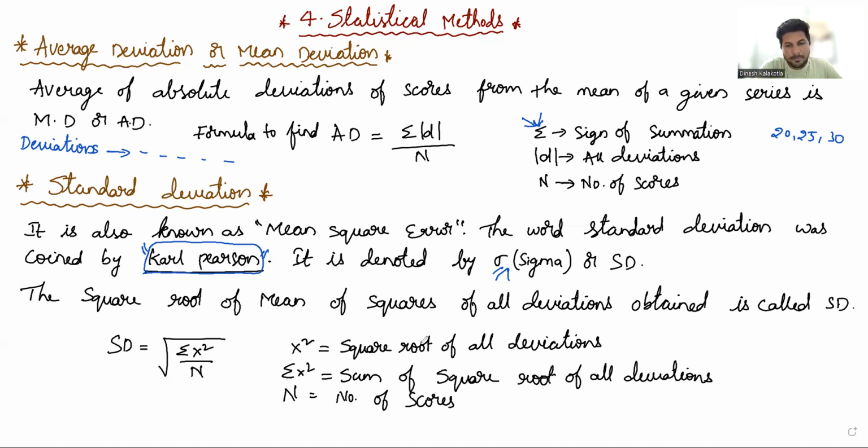Now, I told you that d is equal to x minus m, so you have got so and so deviations. Now, take the square of all these deviations, x squared, and this sigma is nothing but summation. So the square root of the sum of squares of deviations divided by n is the formula to get the standard deviation.